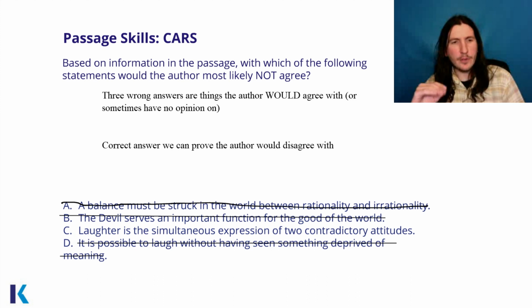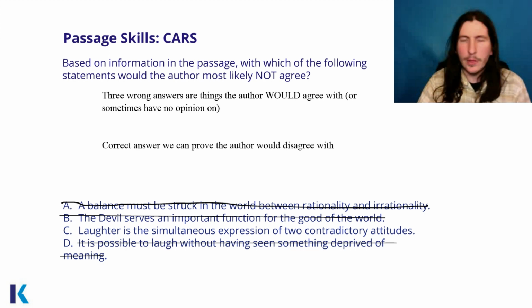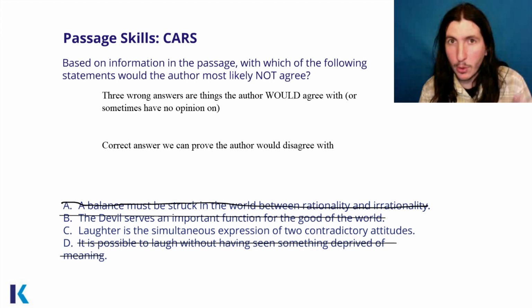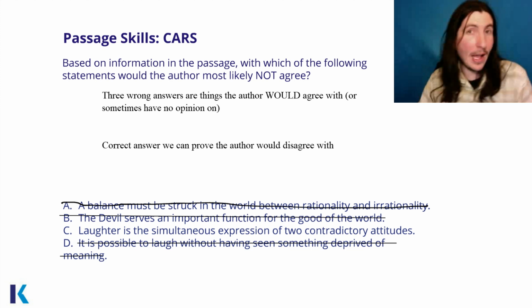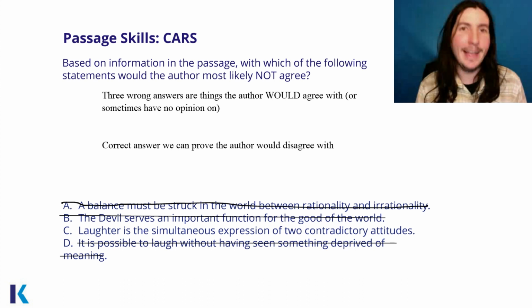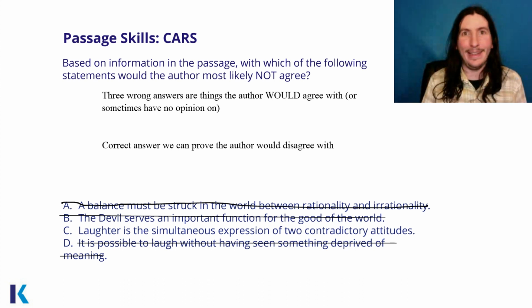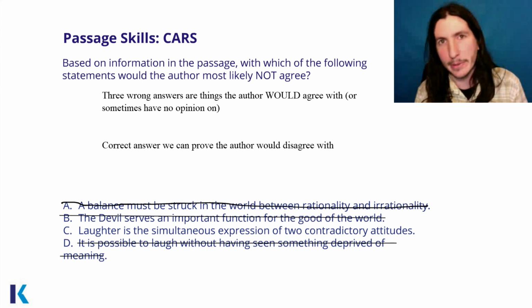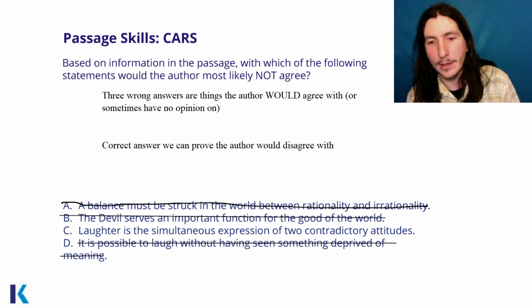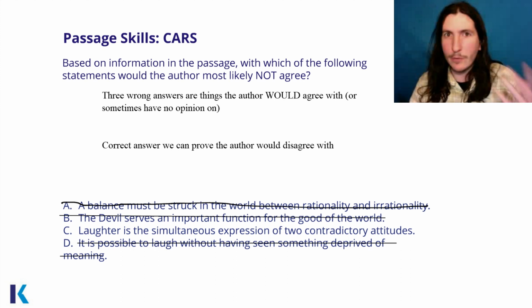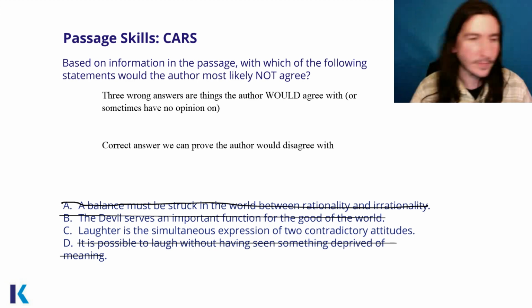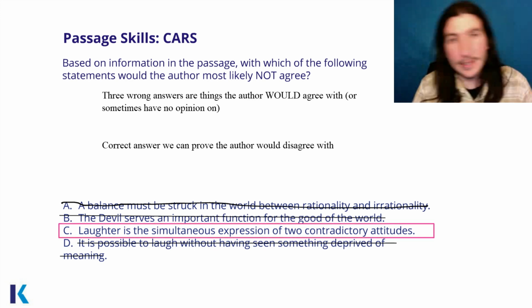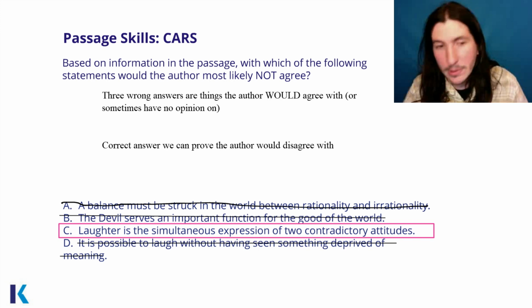C. Laughter is the simultaneous expression of two contradictory attitudes. The author saying the word laughter has more than one meaning is not saying laughter itself, when you laugh, has more than one meaning. When I laugh, it's not both angel's laughter and devil's laughter. No, that's not the way we laugh. Well, sometimes, but okay, only if you're the Joker do you laugh that way. You don't laugh doing two different things at the same time. You do one laugh or the other. We just only have one word for it. So the correct answer is C. And that was a tough one. That was a really tough one.